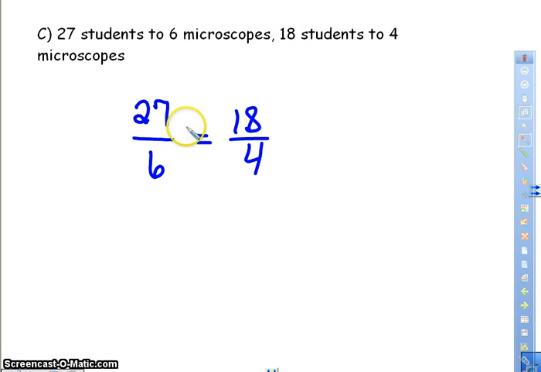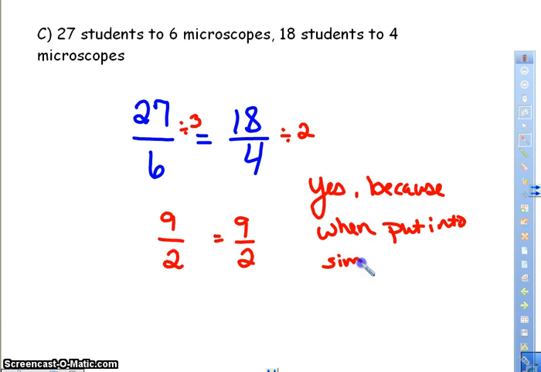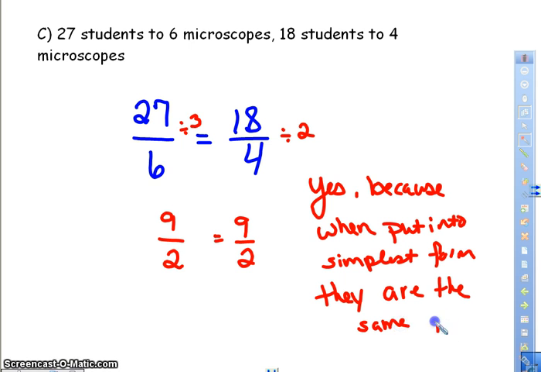So once again, I'm going to simplify. Divide this by 3, and I get 9 over 2. Divide this by 2, and I also get 9 over 2. So are they equivalent? Yes, they are equivalent. So because when put into simplest form, they represent the same fraction. Okay, so if they simplify to the same thing, they're going to represent the same situation.